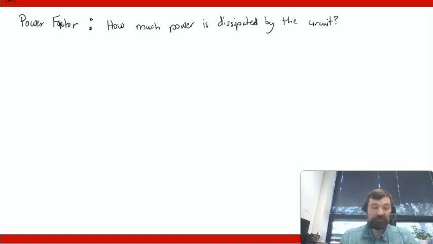This leads me to the final concept in today's video, which is what's called the power factor of the circuit. The power factor is just telling us how much power is being dissipated by the circuit, or in other words, how much energy is being lost per unit time within the circuit.